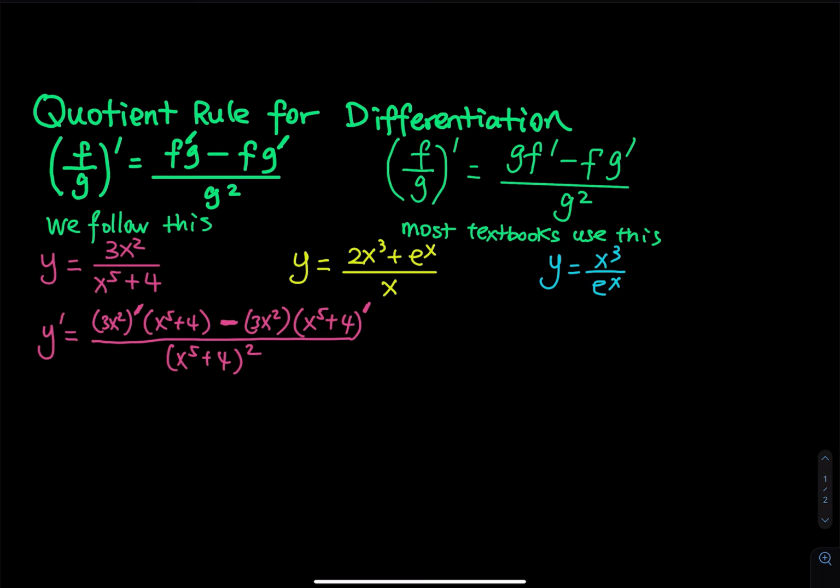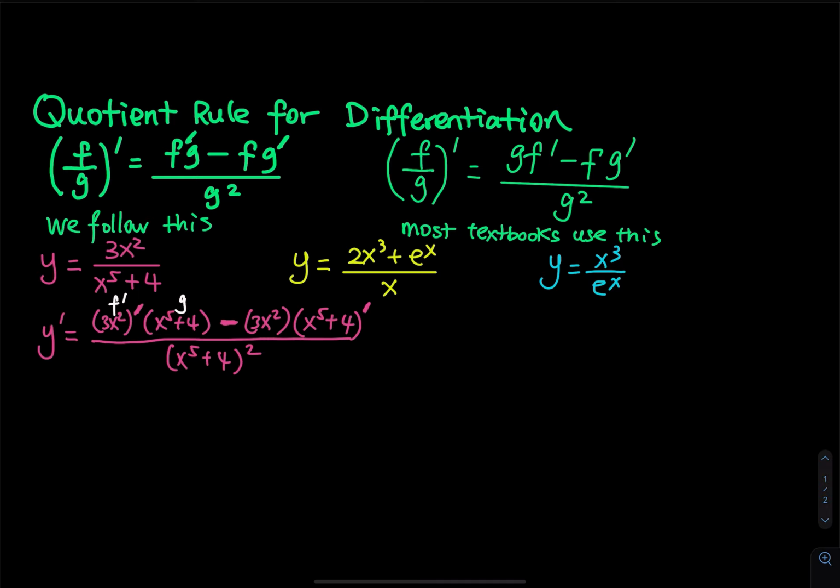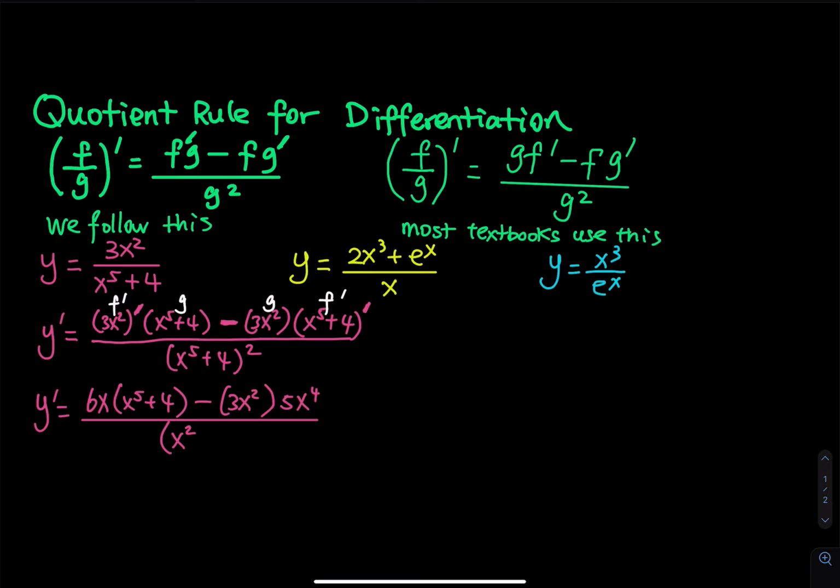All right, so next you take the derivative of that. So this is f prime g and then g f prime. Take the derivative. You have 6x times x to the 5th plus 4, minus 3x squared times the derivative of x to the 5th plus 4, so that is 5x to the 4th. The derivative of 4 is equal to 0. And then divided by the square of the denominator, so that is x to the 5th plus 4, squared.